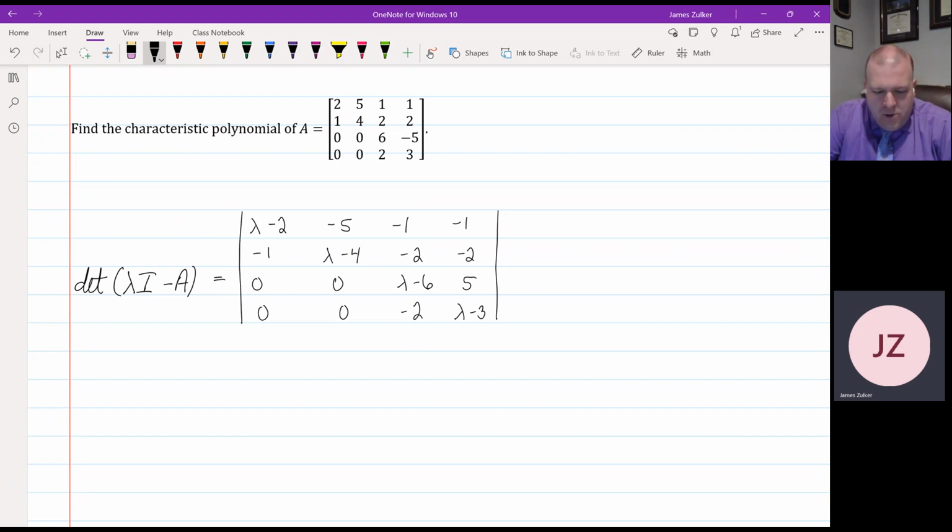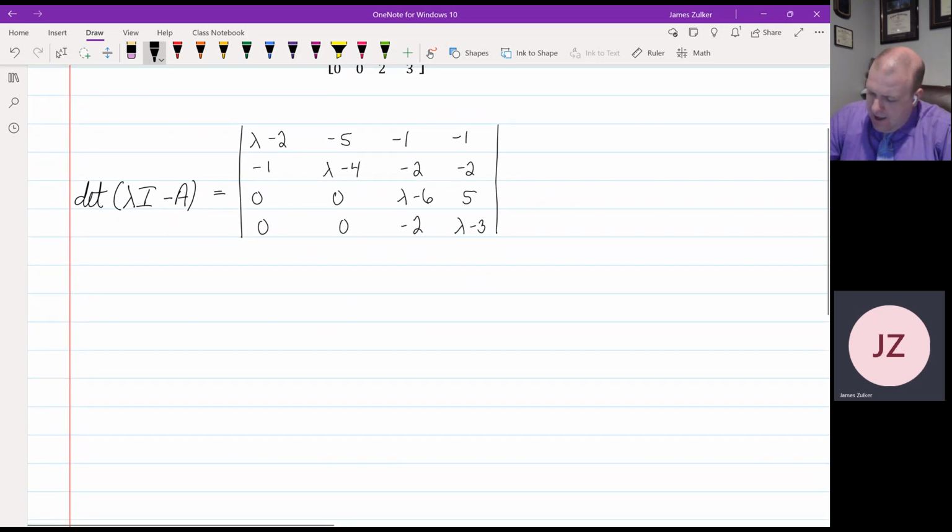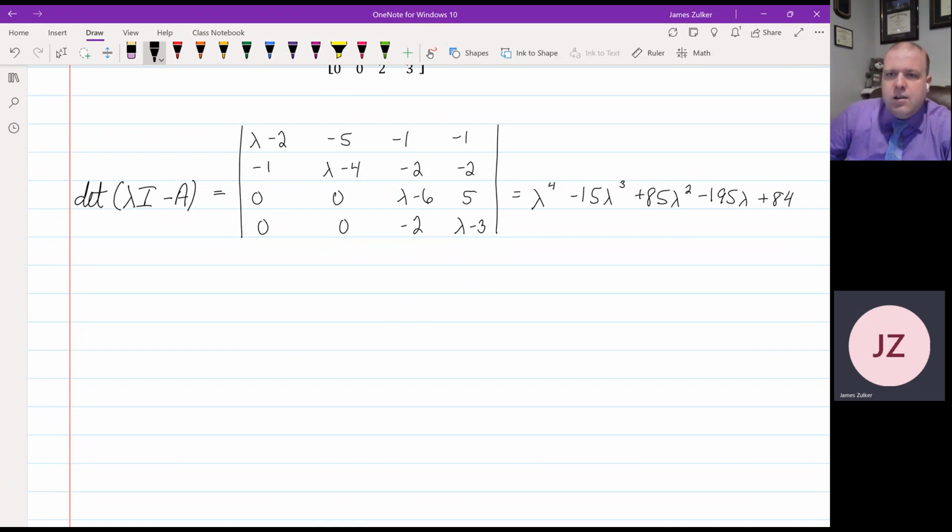So there is the determinant we want, and when you take the determinant, what you find is this. So there is our characteristic polynomial.